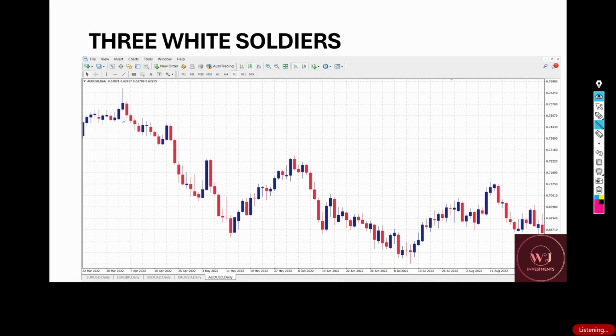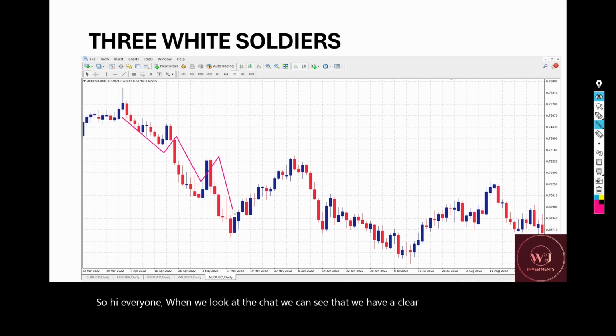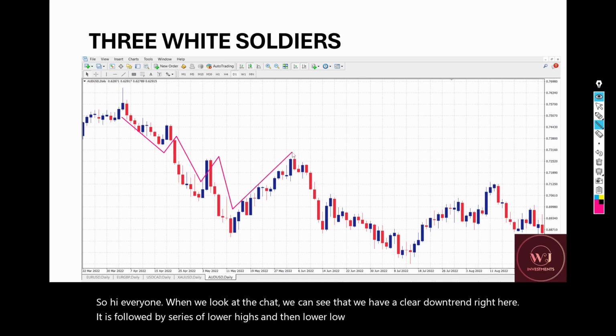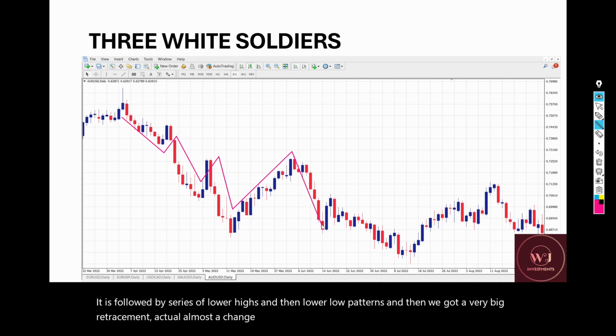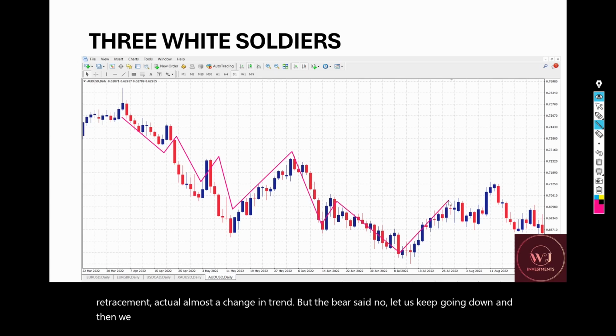So hi everyone, when we look at the chart, we can see that we have a clear downtrend right here. It's followed by a series of lower highs and then lower low patterns. And then here we got a very big retracement, almost a change in trend. But the bears said, no, let us keep going down. And then we continued into this downtrend. But the bulls said, no, we want an uptrend.